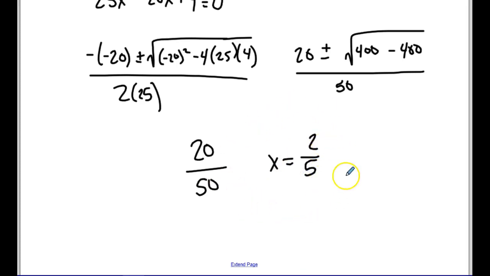So you see here I only have one solution. We can always double check this by graphing it and seeing where we end up. So don't forget that solutions are where the graph crosses the x-axis. Here it only crosses once, so this also tells me the vertex of my quadratic equation.